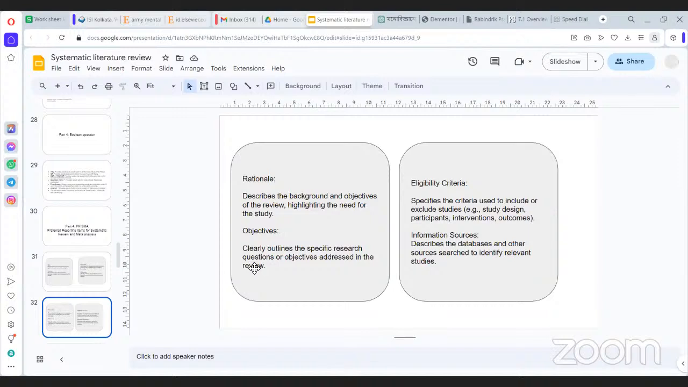Next is eligibility criteria. It specifies the criteria used to include or exclude studies, that is, study design, participants, interventions, outcomes. Next is information sources. It describes the databases and other sources searched to identify relevant studies.